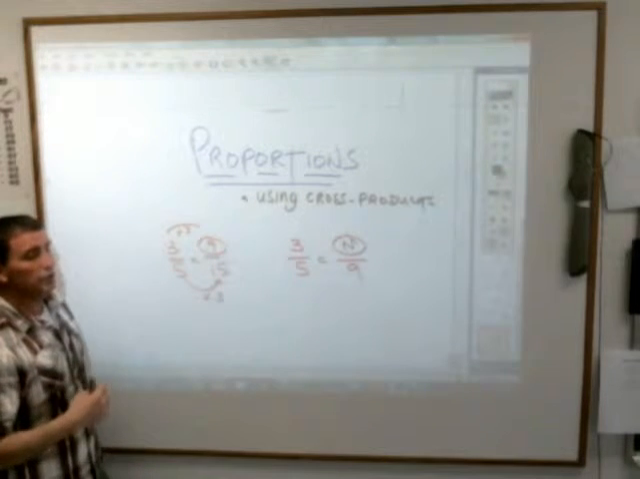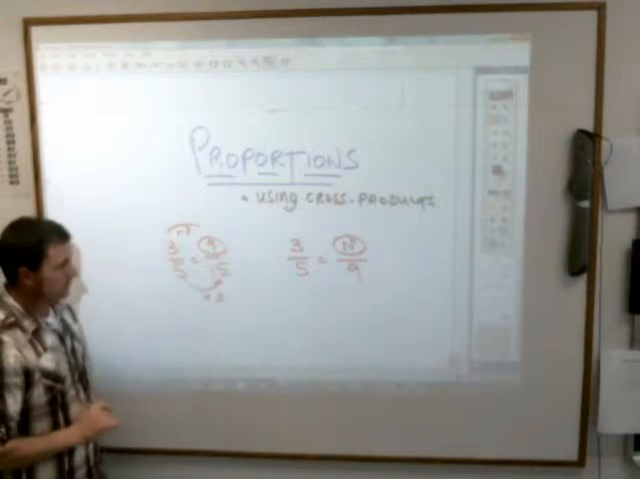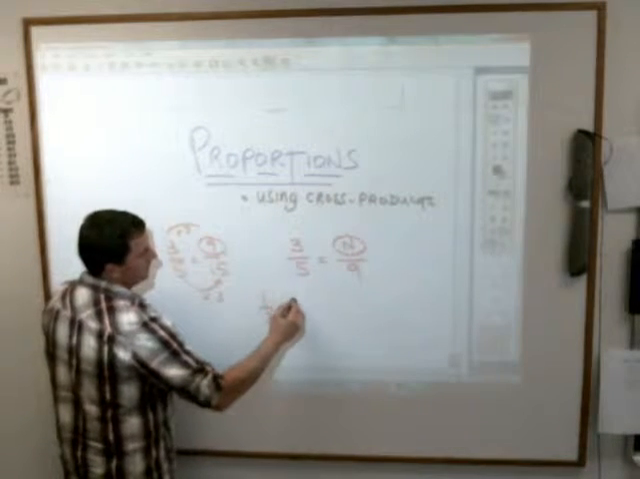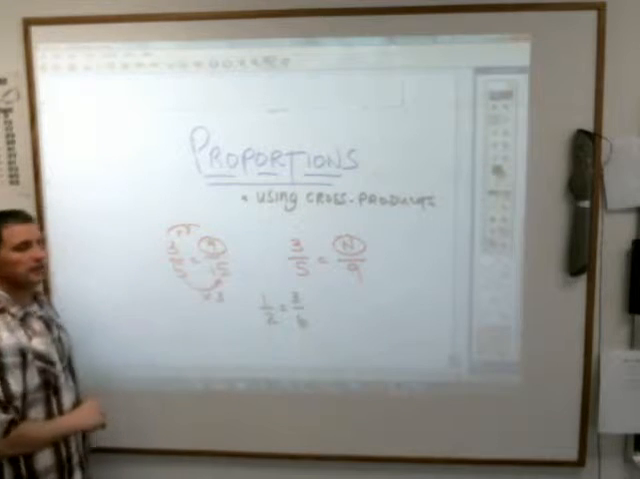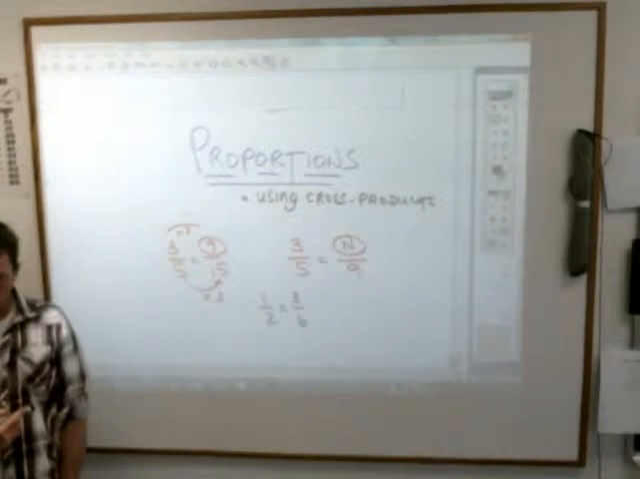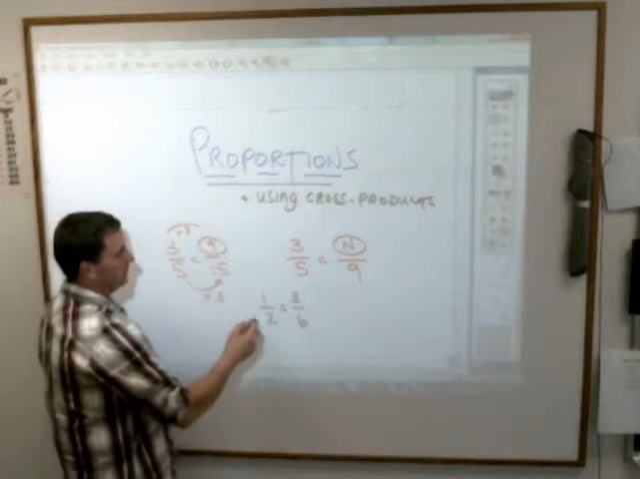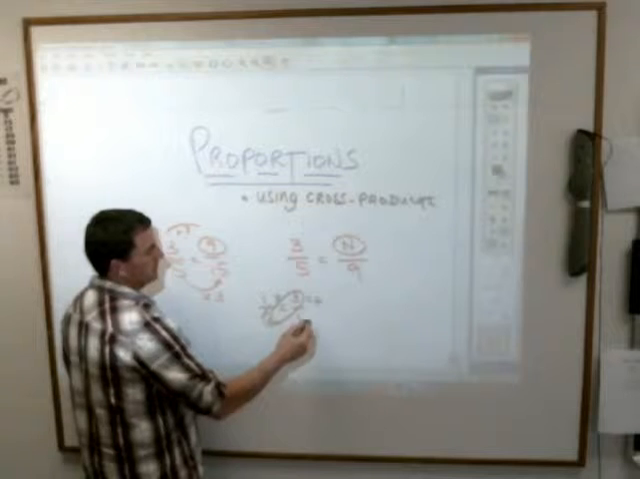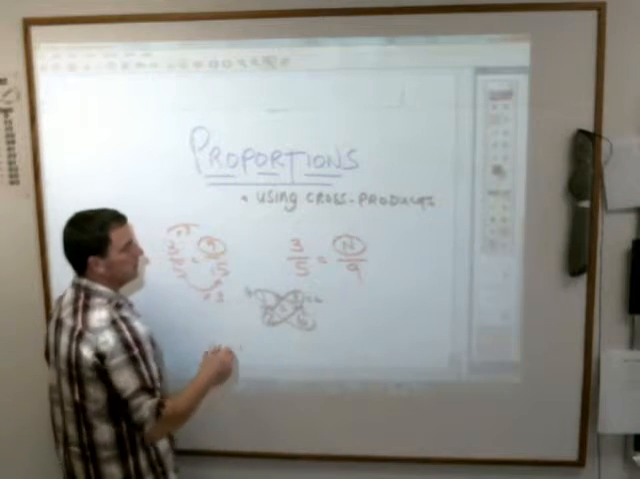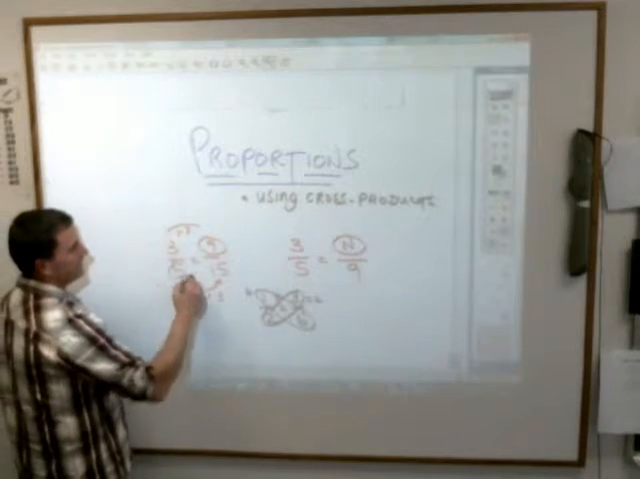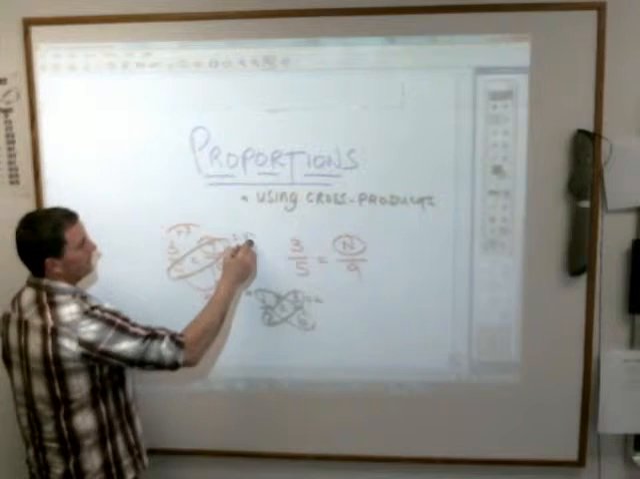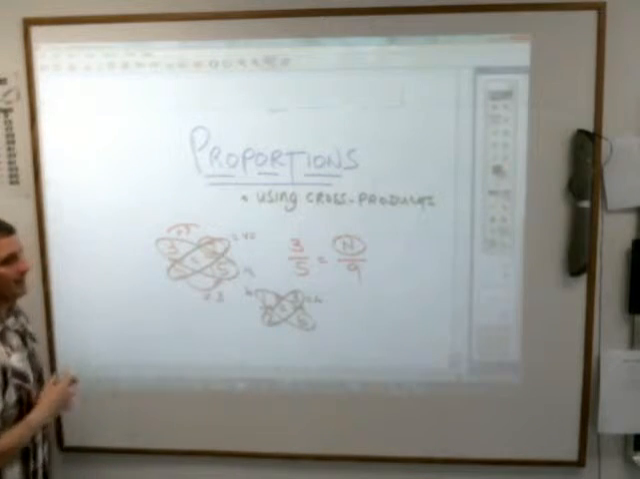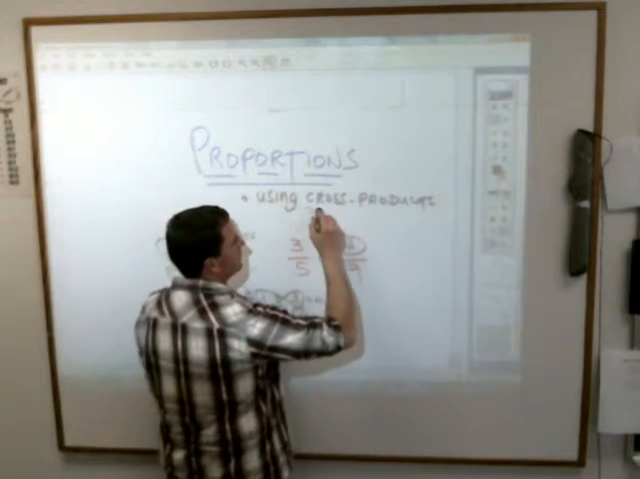Okay. Here is what you must understand. When you have equal fractions, let's say I have 1/2 equals 3/6. One thing that you'll notice is that the diagonals have to be equal. In other words, if you multiply 3 times 2, you get 6, and if you multiply 6 times 1, you get 6. If I multiply 5 times 9 up here, I get 45, and if I multiply 15 times 3, I get 45. That is what it means when you use cross products.